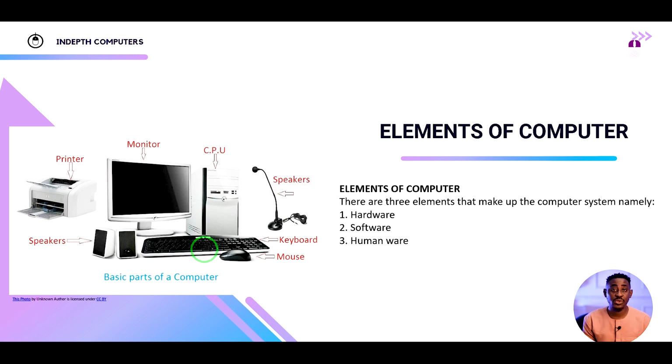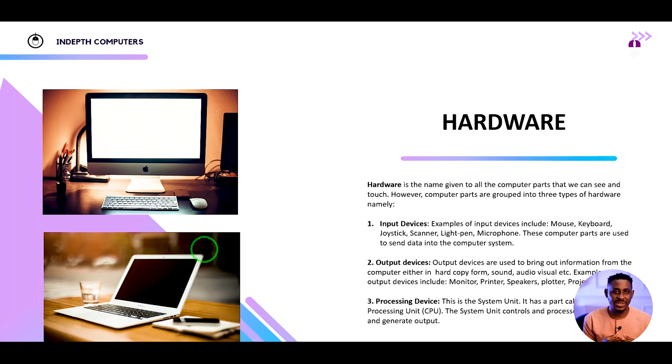The hardware refers to all the physical parts of the computer that you can see, like the keyboard, the mouse, the joystick, the scanner and all. Those are the physical parts of the computer system. Then we have the software. Now, before we talk about the software, let me dive deeper into what the hardware is all about. If we are talking about hardware, we're talking about the physical parts of the computer, any computer part that you can see and touch, any computer part at all.